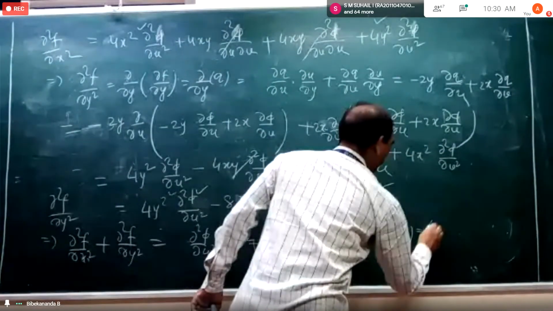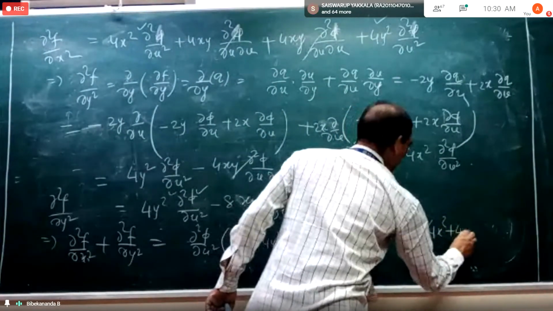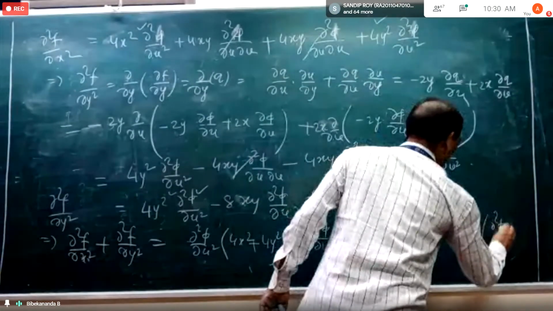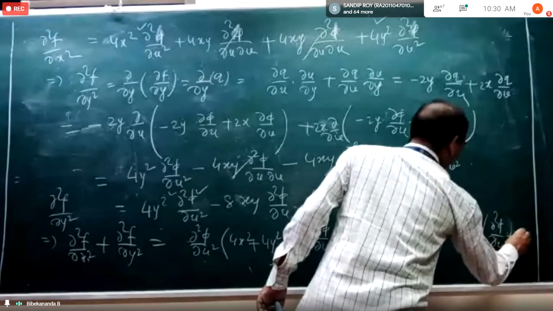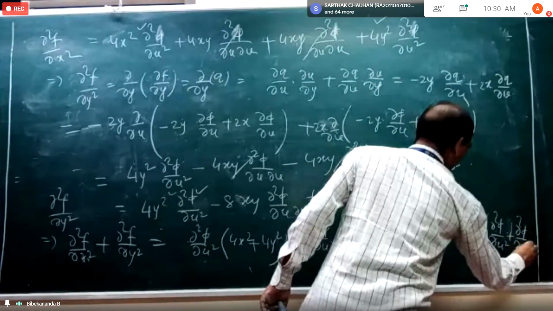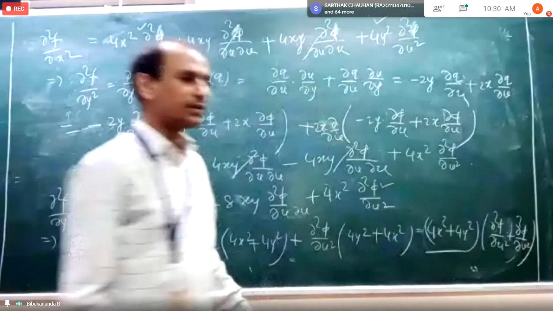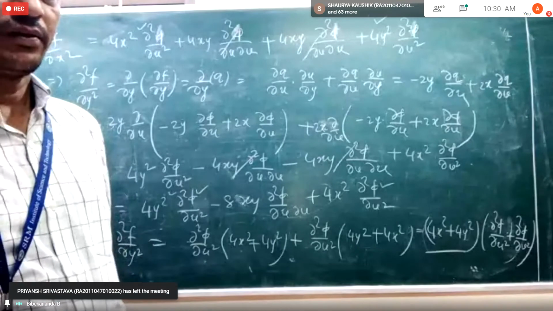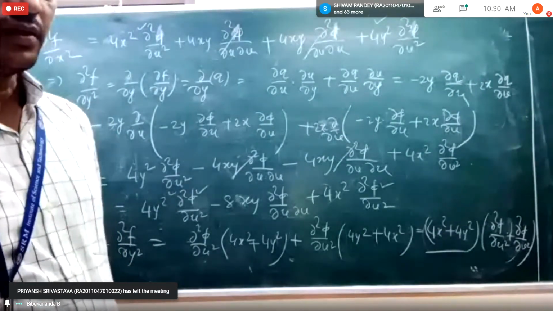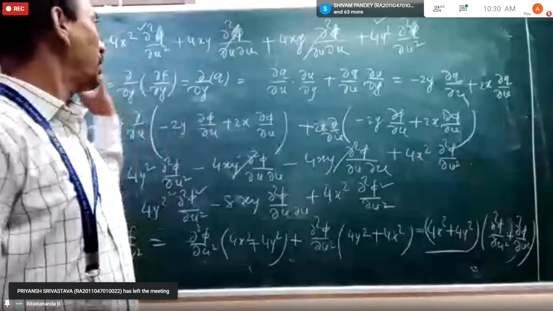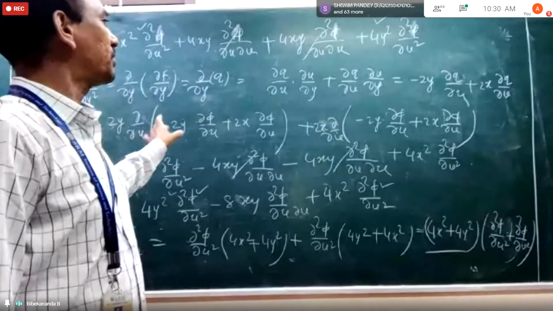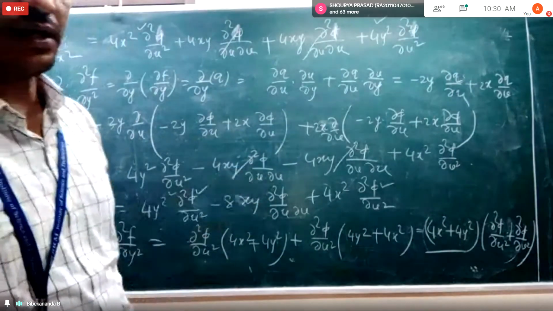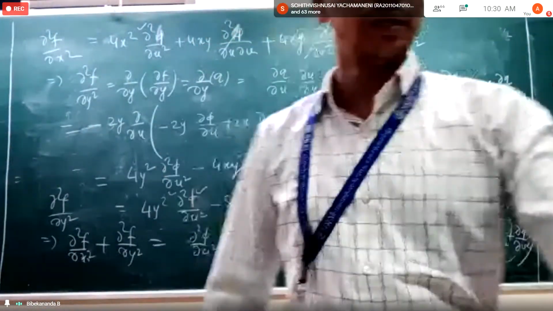So that is (4x² plus 4y²) into (∂²φ/∂u² plus ∂²φ/∂v²), which is the required thing. Okay. So if a long question comes from this section, you will get one such type of question. You have to use the chain rule.